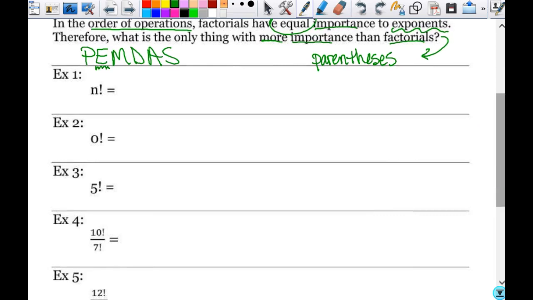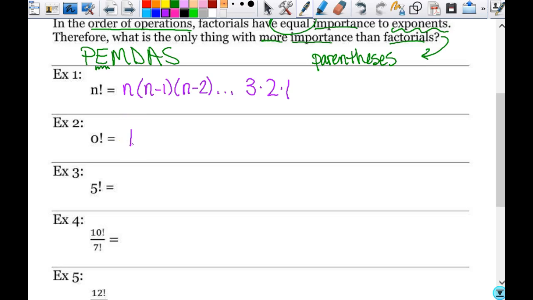All right, so if I have n factorial, what this means is I'm going to multiply n times n minus 1 times n minus 2 all the way down to 3 times 2 times 1. It's every positive integer before it. You cannot evaluate 3.5 factorial. That doesn't make any sense. It's all about integers. What is 0 factorial? It's not 0, it is 1.